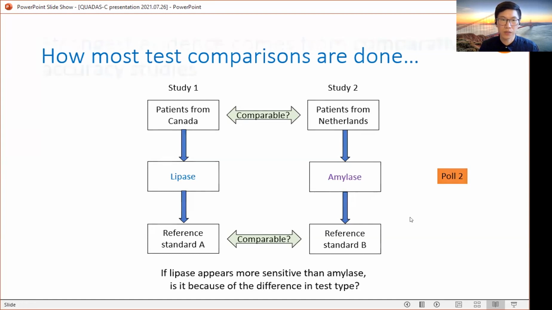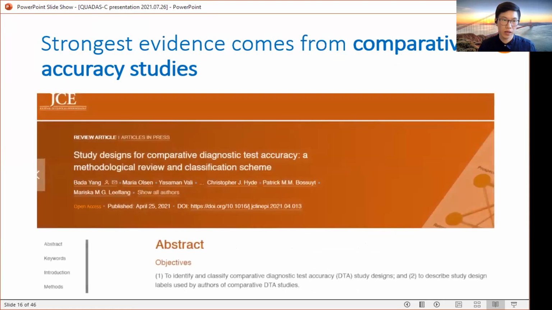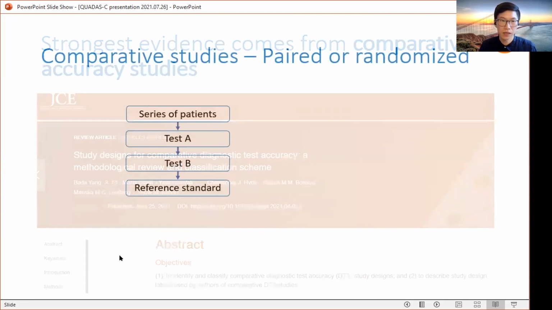Now, the strongest evidence comes from comparative accuracy studies where you have comparisons within a study. However, comparative accuracy study is not just one design. There are many different types of designs. So we have done a literature review where we look at the variation in comparative accuracy designs, and we also thought of a classification scheme based on this. The following is based on this classification scheme.